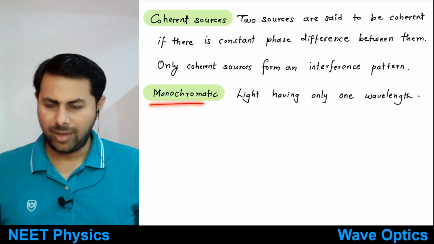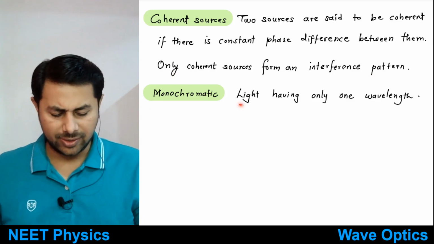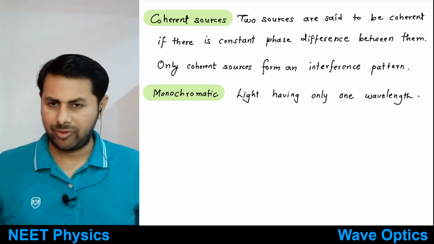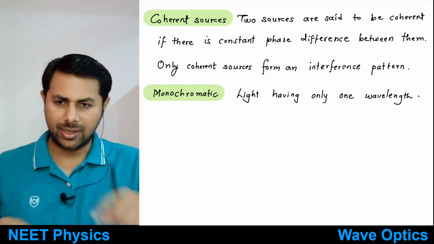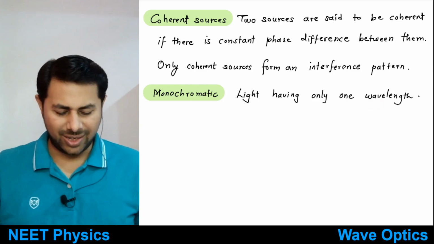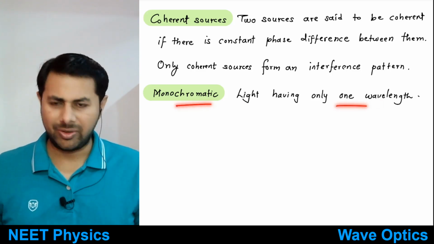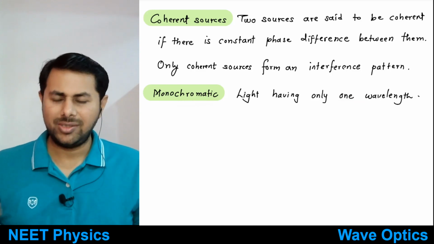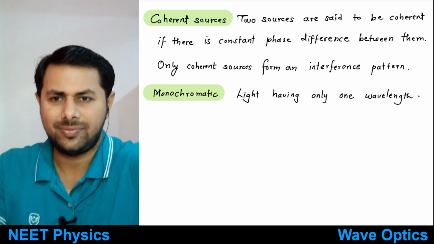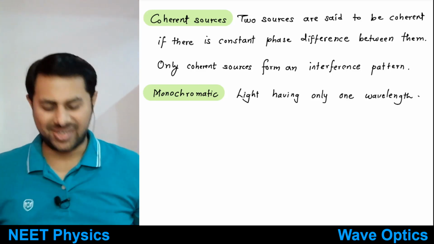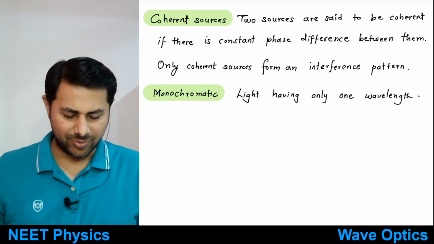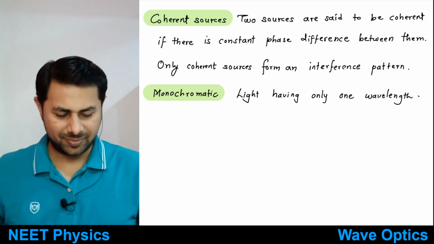Okay, and monochromatic sources means, monochromatic light means light having only one wavelength. One wavelength means one color. So different colors of light are because of different wavelengths. Okay, and monochromatic means what? Light having only one wavelength means one color, right? Okay, this is clear. Chrome means color, right? Chrome means color. Okay, so monochrome means single color.